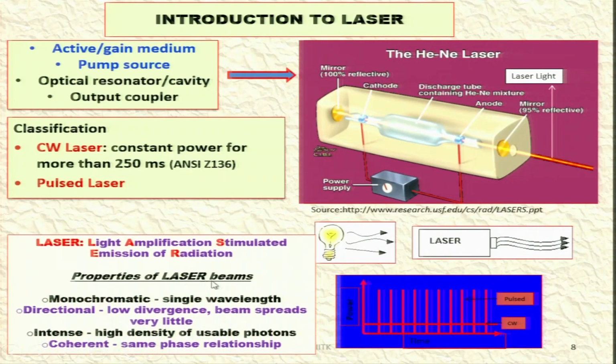So, laser, properties of laser: monochromatic, that is single wavelength, directional, low divergence. This is a very important property, and because of this it is used in many specific applications. Beam spreads very little, it is more or less a straight line. Intense, high density of usable photons, and coherent, same phase relationship continues.